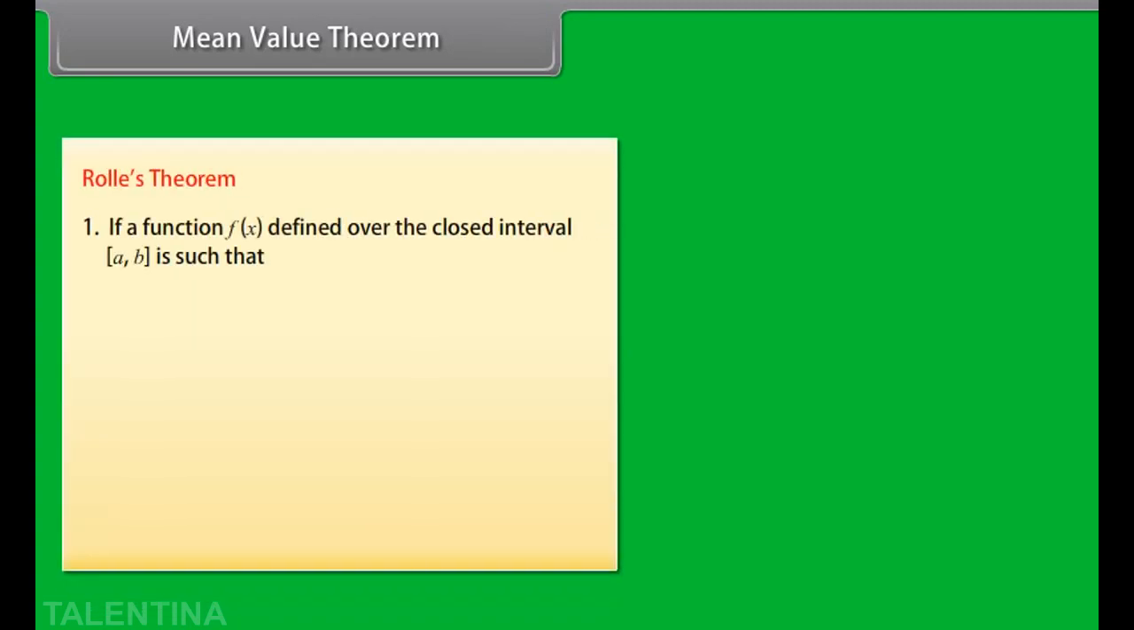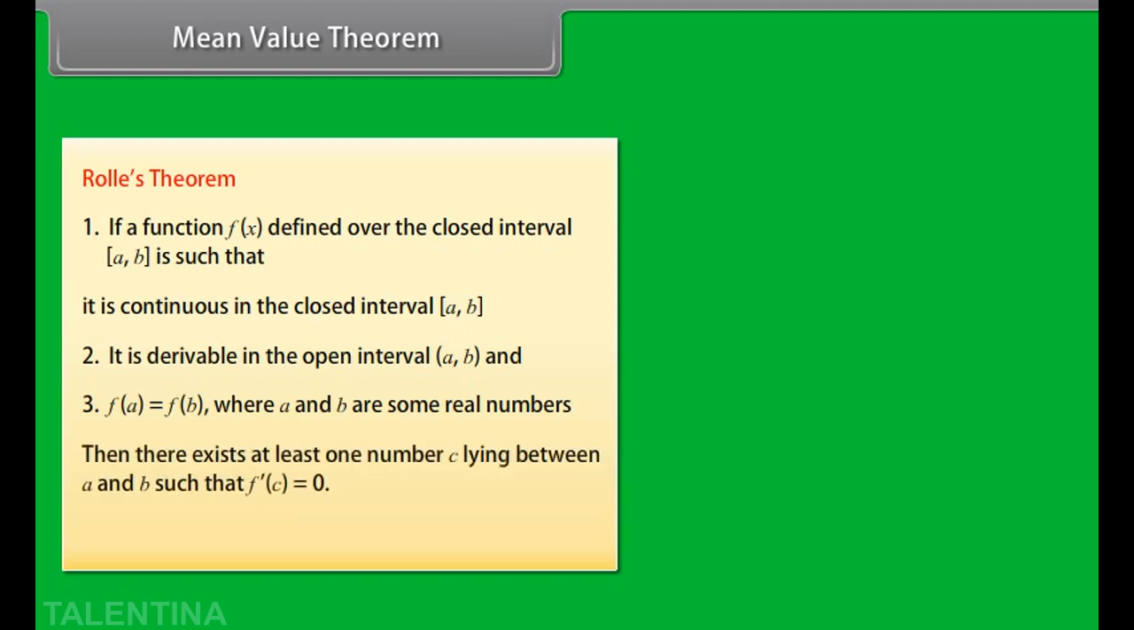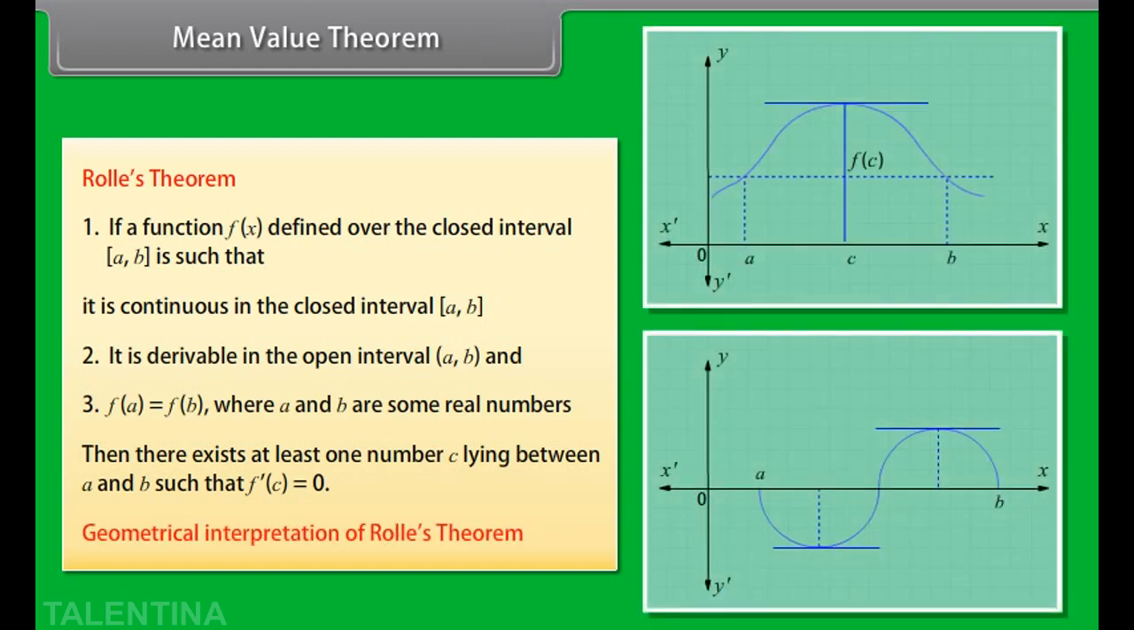1. If a function f of x defined over the closed interval a, b is such that it is continuous in the closed interval a, b, 2. It is derivable in the open interval a, b, and 3. F of a is equal to f of b, where a and b are some real numbers. Then there exists at least one number c lying between a and b such that f dash of c is equal to 0. Geometrical interpretation of Rolle's theorem.